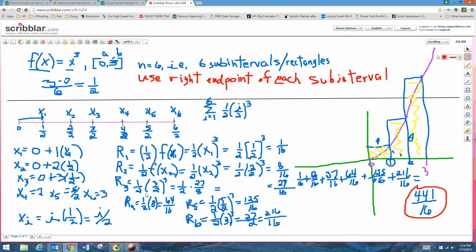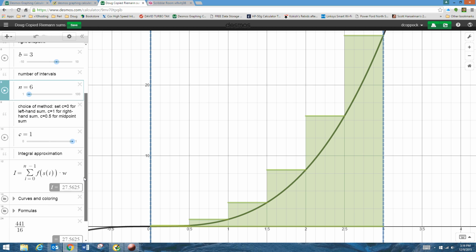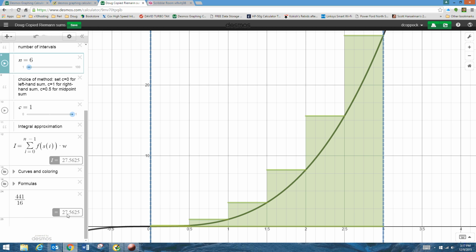But I figured out that for rectangle 4, we would be taking half of 2 cubed, which is 4, but that's 64/16, so I pulled that over here. And rectangle 5 is 125/16. There we go. And rectangle 6 is really 27 halves, which is 216/16. If you add all these areas together, this is your total area of those rectangles, 441/16. And if I go back to Desmos, you can see that I proved that 441/16 is the same value as what we get by approximating the area under the curve using this summation.